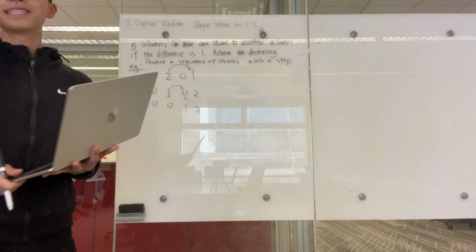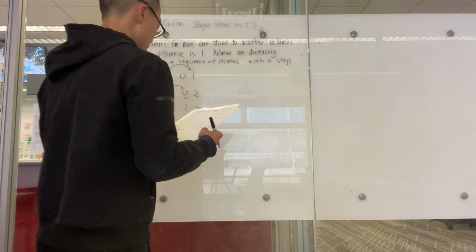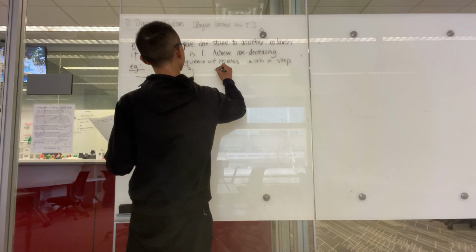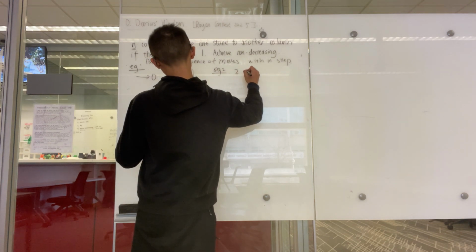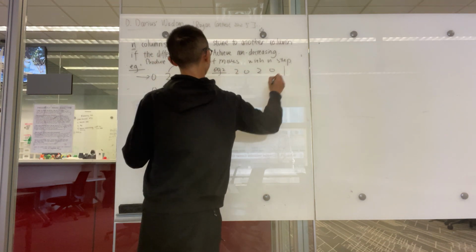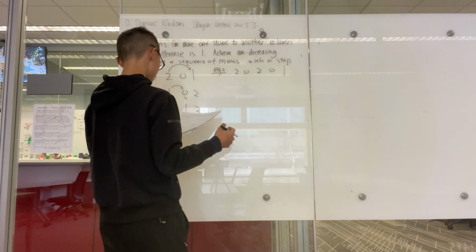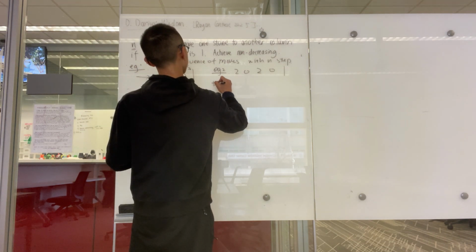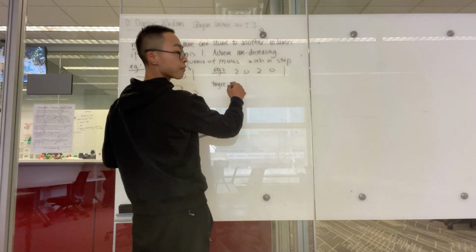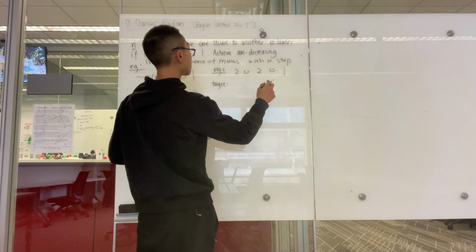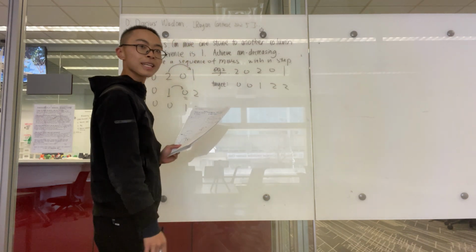Let's give a more interesting example. Example 2. 2, 0, 2, 0, 1. So what is the target distribution? Target is, we wanted the 0 to be in the front, and 1 in the middle, and 2 to the right. 0, 0, 1, 2, 2, right?